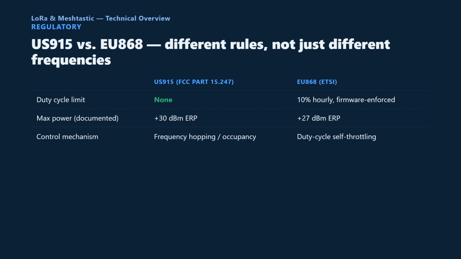Europe is a different regime entirely. ETSI rules cap EU 868 at plus 27 dBm, and Meshtastic's own firmware self-enforces a 10% hourly duty cycle on EU 433 and EU 868 to comply, recalculated on a rolling basis. A US 915 device and a European 868 device are not on the same frequencies. They cannot talk to each other. Region is not a cosmetic setting.